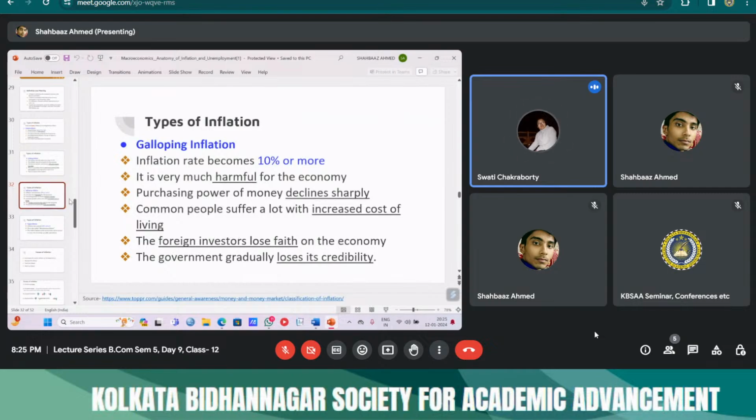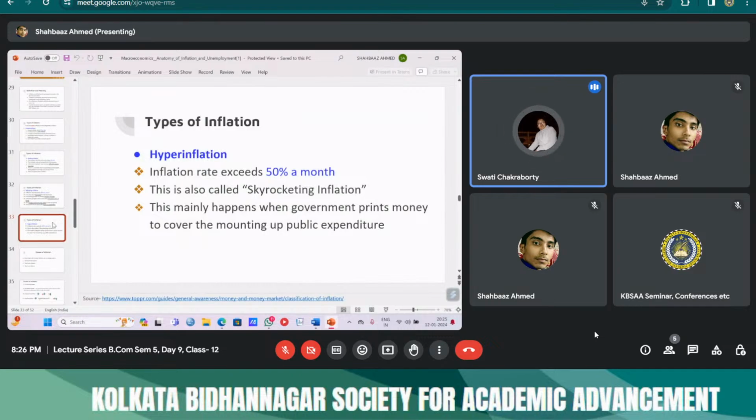Galloping inflation. This is where the inflation rate becomes 10% or more, and this is very harmful for the economy, where the purchasing power of money declines to a great extent. Common people suffer a lot as a result of increased cost of living. Foreign investors in this case lose faith in the economy. They do not want to invest in such an economy. They will withdraw their business, start winding up. And the government, in galloping inflation, loses its credibility. People do not have faith in such a government. Next slide, please.